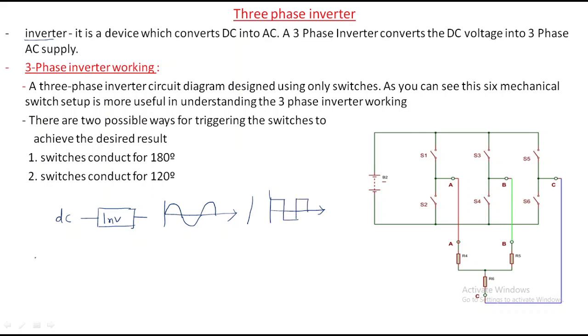Now, a three-phase inverter means if you apply DC to this three-phase inverter, then it can generate a three-phase AC supply. What is a three-phase AC supply? In a three-phase AC supply, we have three phases. This is one phase, and another phase is displaced by 120 degrees. The other phase is displaced by 240 degrees.